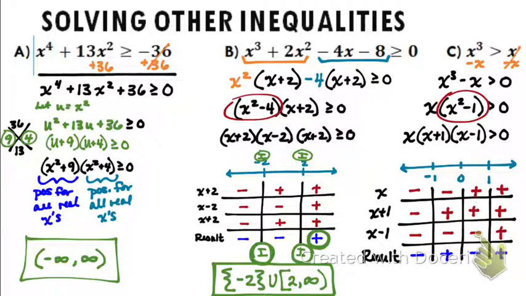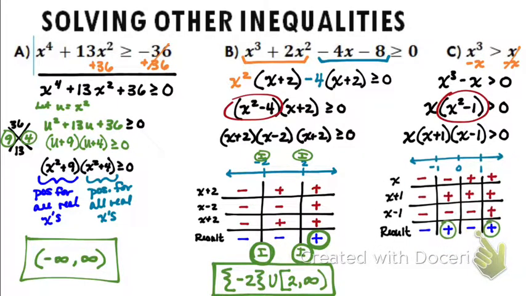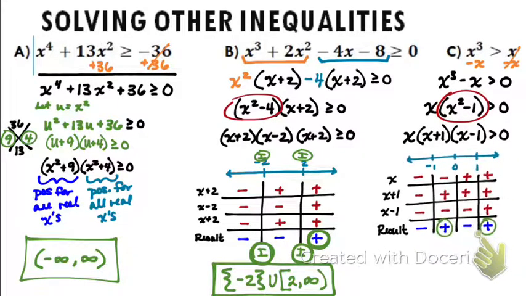Did we want the positive or negative intervals? Positive intervals. We have 2 intervals that are positive. Yes, -1 to 0 and yes, 1 to positive infinity. Nice work. That finishes up 2.7 entirely.